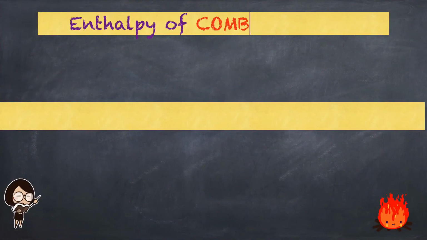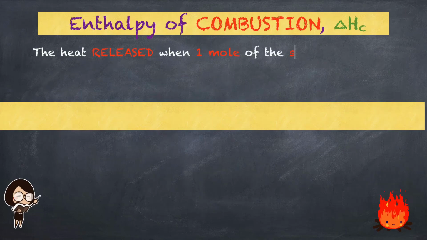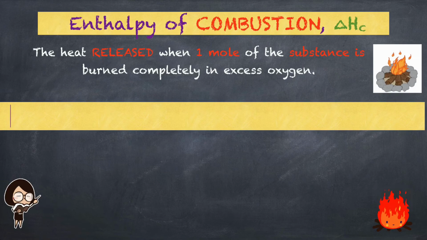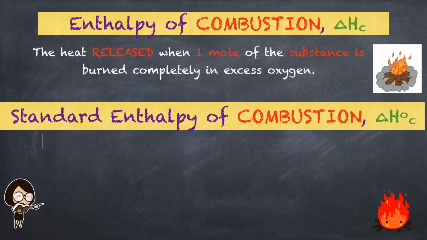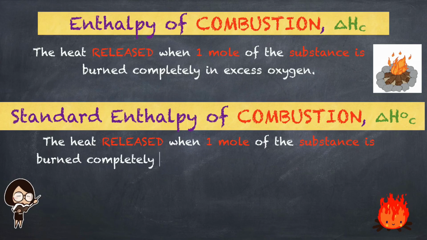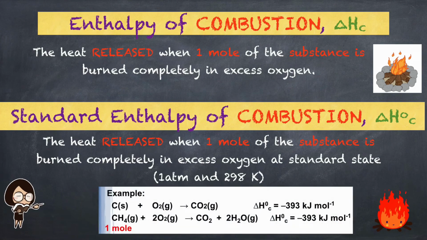Enthalpy of combustion, delta H C. Enthalpy of combustion is the heat released when 1 mole of the substance is burned completely in excess oxygen. Standard enthalpy of combustion, delta H naught C. Standard enthalpy of combustion is the heat released when 1 mole of the substance is burned completely in excess oxygen at standard state. Standard state is 1 atm and 298 Kelvin. Here are the examples of standard enthalpies of combustion.